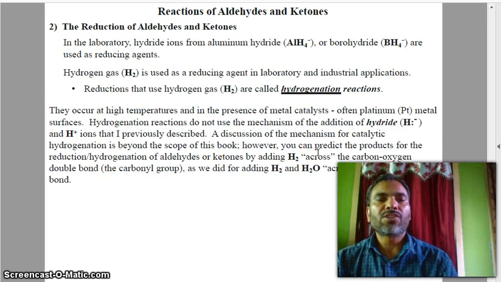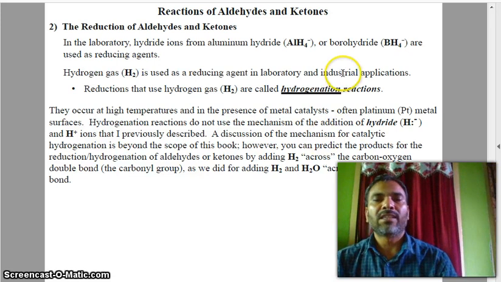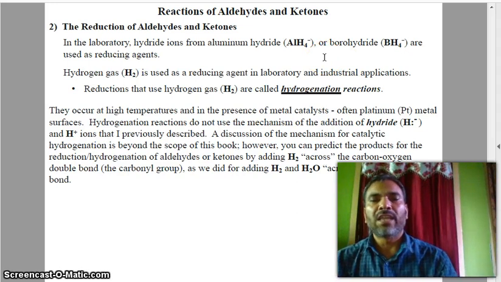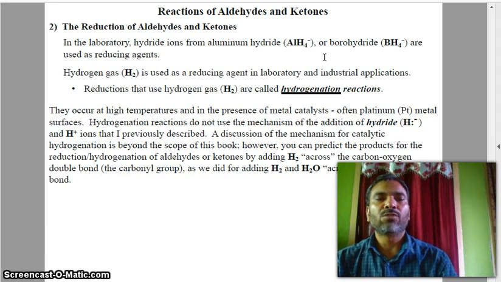Now, for the reduction of aldehydes and ketones in the laboratory, hydride ion from aluminum hydride or borohydride is used as the reducing agent. Hydrogen gas, H2, is used as a reducing agent in laboratory and industrial applications. A reduction that uses hydrogen gas is called a hydrogenation reaction. They occur at high temperature and in the presence of a metal catalyst, often platinum metal surfaces. Hydrogenation reactions do not use the mechanism of addition of hydride and H+ ion that I previously described. A discussion of the mechanism for catalytic hydrogenation is beyond the scope of our lecture.